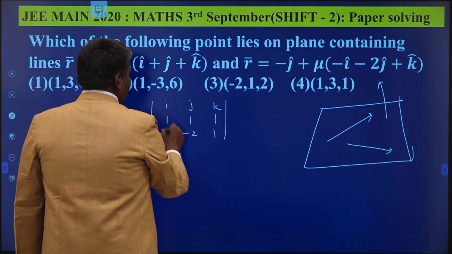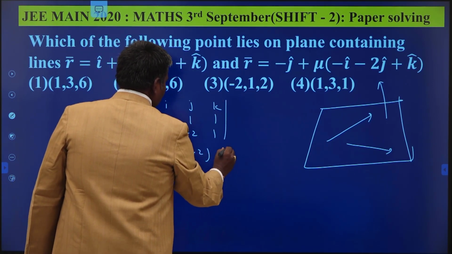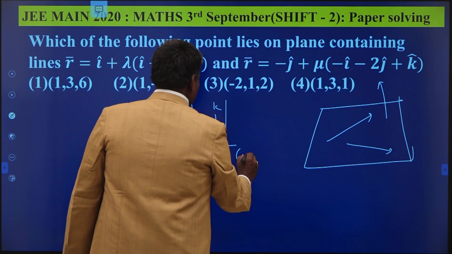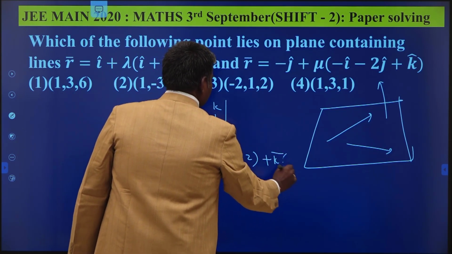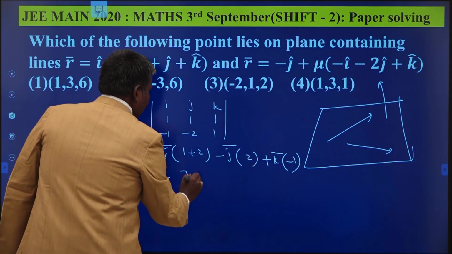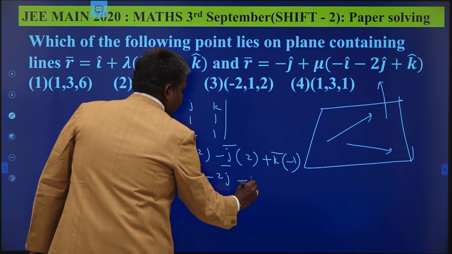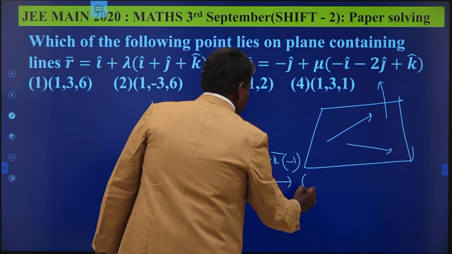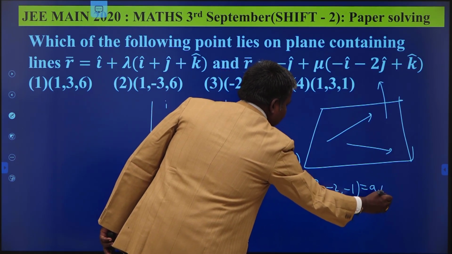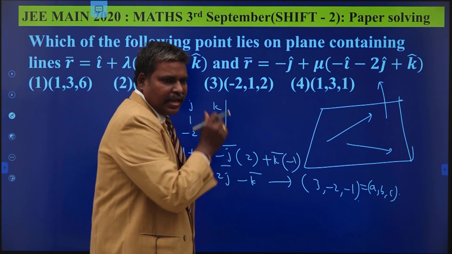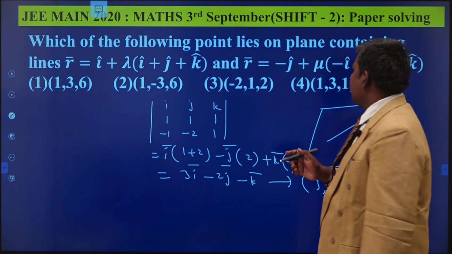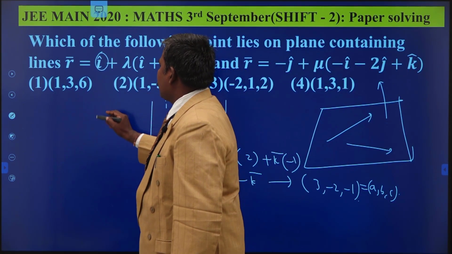This is nothing but i bar into 1 plus 2, minus j bar into 1 plus 1, that is 2, plus k bar into minus 2 plus 1, that is minus 1. 3i bar minus 2j bar minus k bar. So what are the direction ratios of normal? 3 comma minus 2 comma minus 1. If it is a, b, c, what is my equation of plane? A into x minus x1 plus b into y minus y1 plus c into z minus z1 is equal to 0. You take one of the points as i, that is 1, 0, 0.